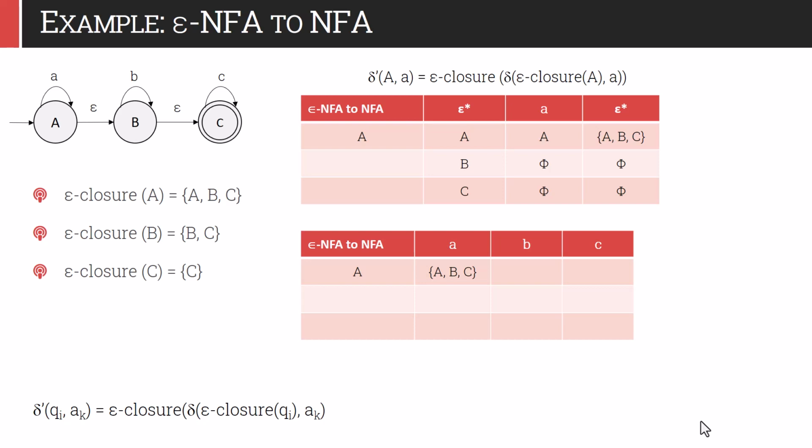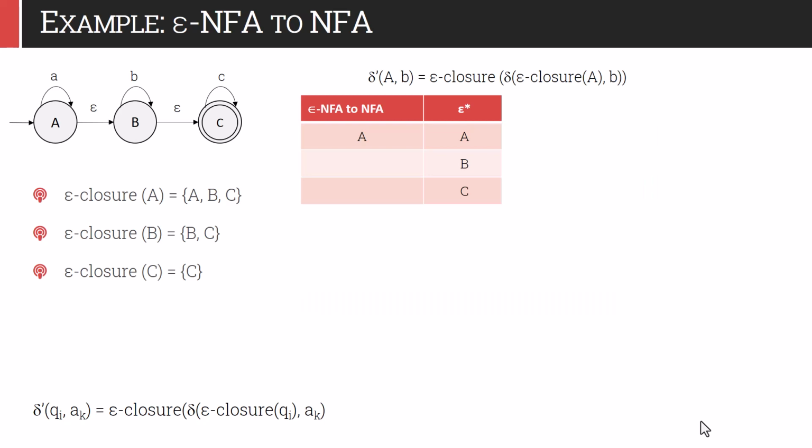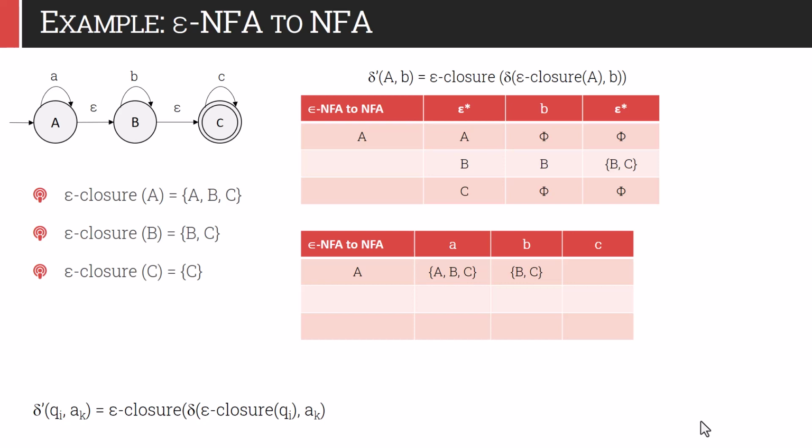Now we will compute delta dash transition function for state A on input b. That is given by this formula. Epsilon closure is already known. Transition b would lead us to phi from state A, state B from state B, and phi from state C, because there is no transition for input b from state A and C. And now for all these, we have to compute epsilon closure. So epsilon closure of phi would be phi, and epsilon closure of B is BC. So that would be the next entry in the transition table for NFA.